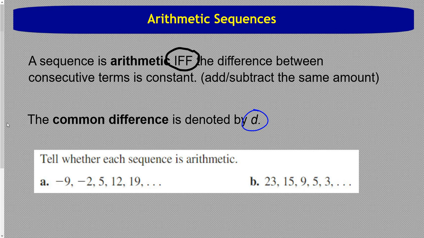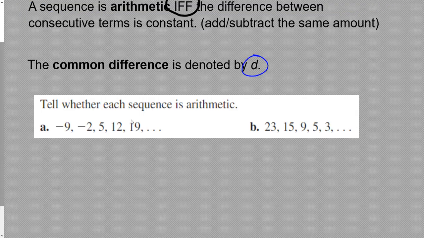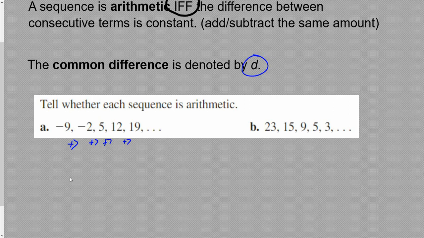So if I'm looking at two different sequences here and I want to know whether or not they are arithmetic, I need to look and see what it is that we are adding or subtracting each time. From -9 to -2, that's adding 7. Can we do that again? Well, if I add 7 to -2, yeah, we get 5. From 5 to 12, that's 7. From 12 to 19, that's 7. So yes, and the common difference is 7.